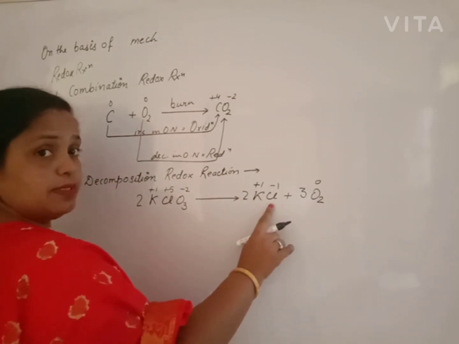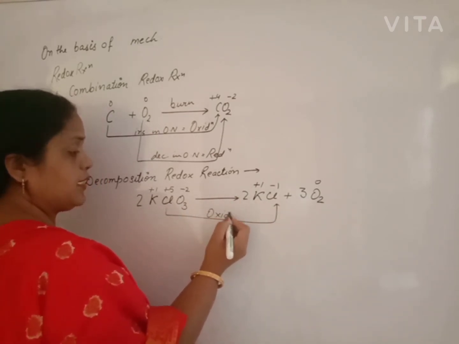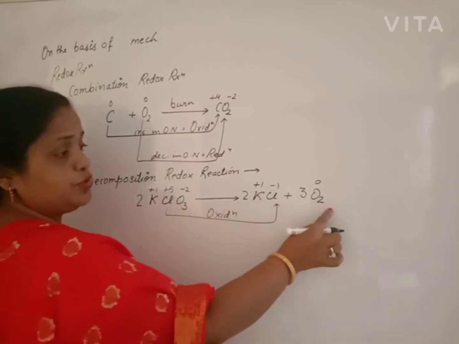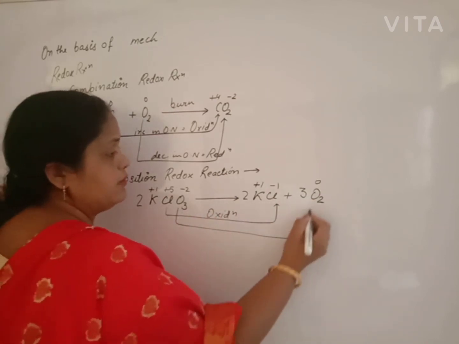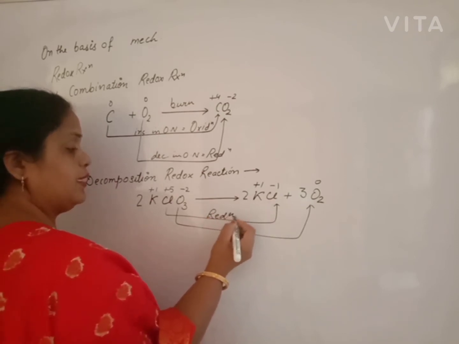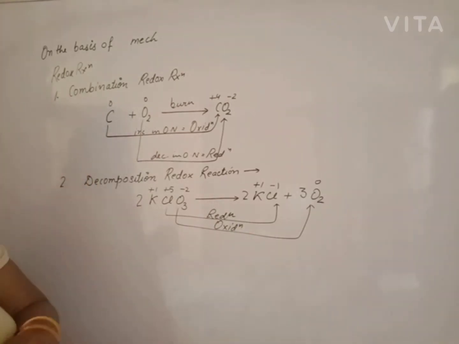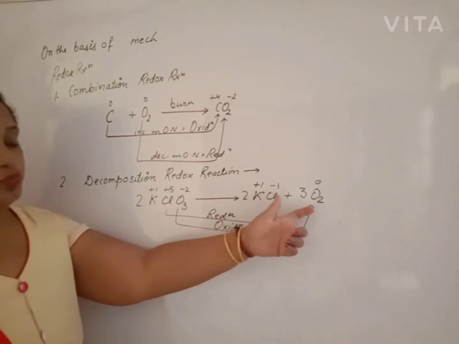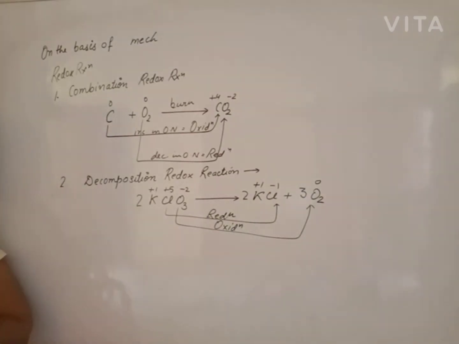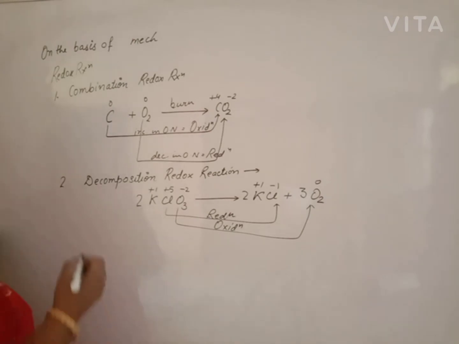+5 to -1, decrease in oxidation number, reduction. -2 to 0, increase in oxidation number, oxidation. That means a single reactant is decomposed into two or more components by change in oxidation number. One shows oxidation, other shows reduction. This is known as decomposition redox reaction.